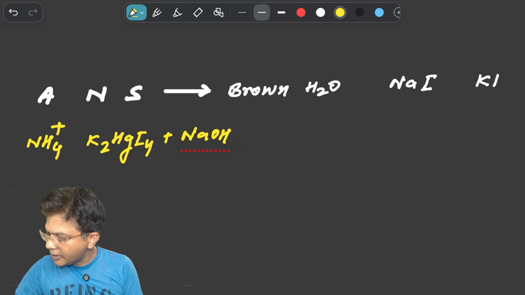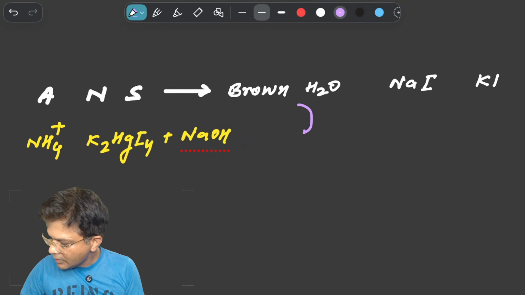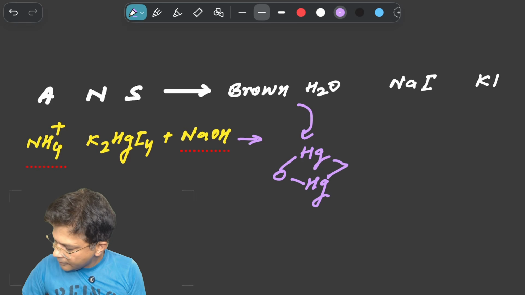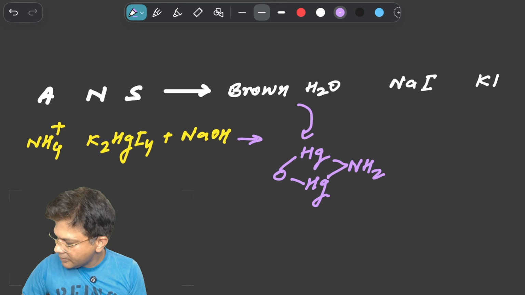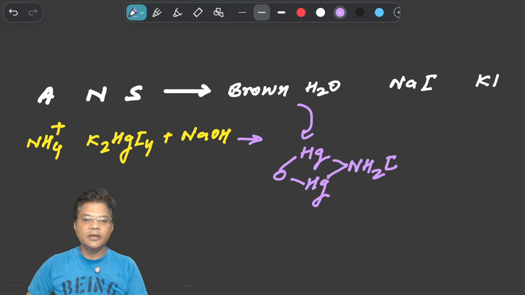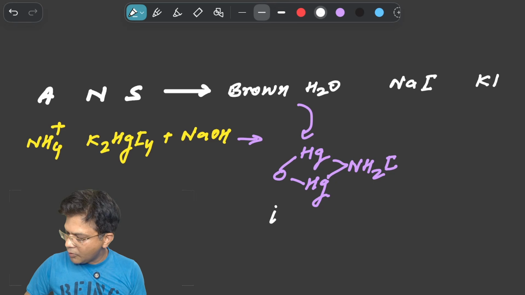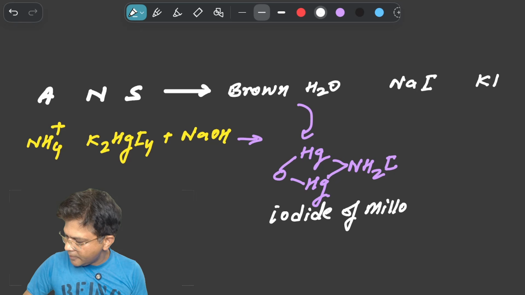Now this brown water is the product: HgO, Hg, NH2I. Everyone say along with me: HgO, Hg, NH2I. This is actually the iodide of Millon's base, a brown color complex. Iodide of Millon's base, right? And this is brown in color.